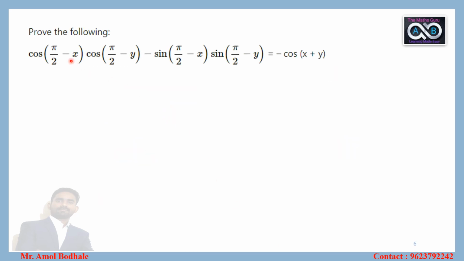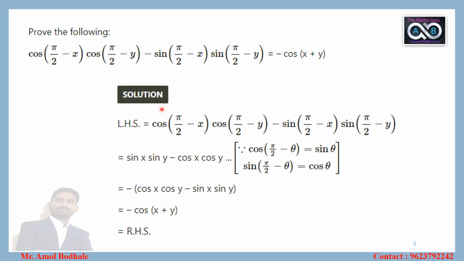Let's see the next example. The next example is prove the following. Cos of pi by 2 minus x into cos of pi by 2 minus y, minus sine of pi by 2 minus x into sine of pi by 2 minus y, is equal to minus cos of x plus y. So here we have to consider the LHS and prove that it is the same as the RHS. So let's consider the LHS. What is the LHS here?